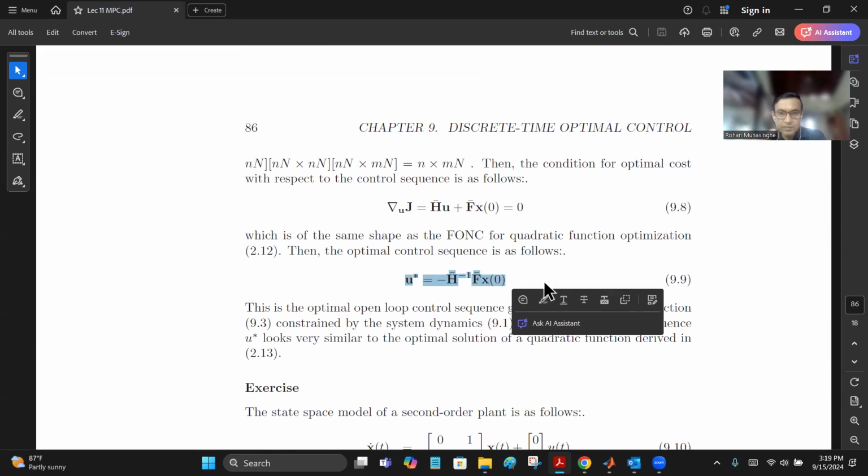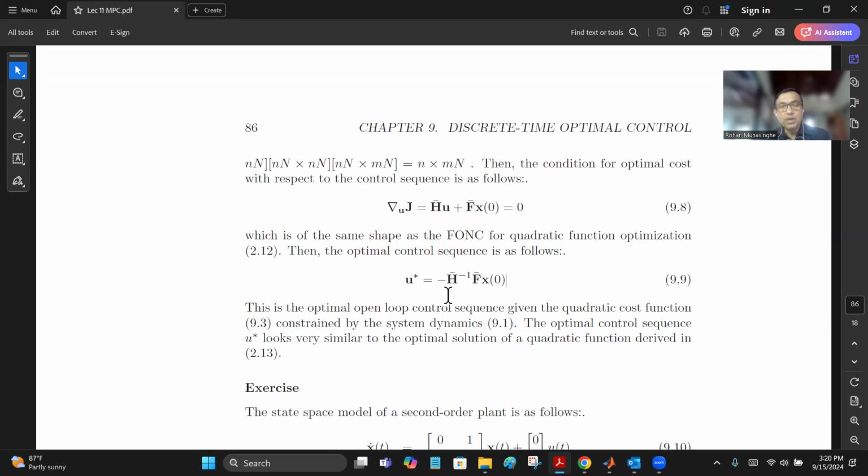After all this mathematical treatment, eventually you have a very concise equation. You can straight away calculate if you know h bar, f bar, and the initial state. U star is the control sequence from 0 to end. So this is completely pre-computation. Even before you start the process, you know exactly what the control signals are at each and every point in time. So it's pre-planned, it's not feedback, it's pre-planned.